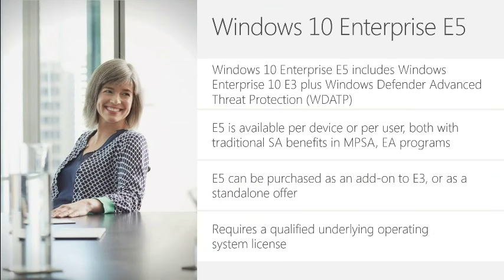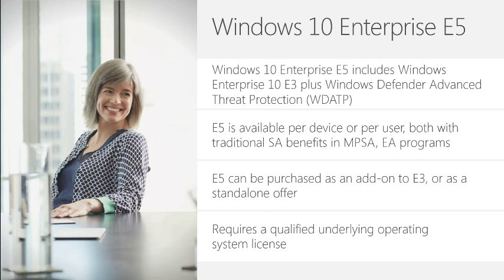With Windows 10 Enterprise E5, it's identical to E3 other than the fact it includes Windows Defender Advanced Threat Protection. So again, it's available in most volume licensing agreements. It can be licensed on a per device or per user basis. Typically per user licensing is around 15% more expensive than per device. But if you find that you've got more devices than you have users, then there are obviously cost benefits there.